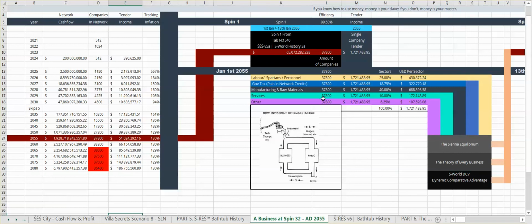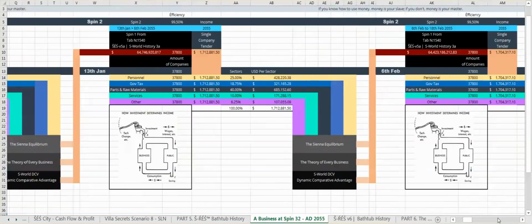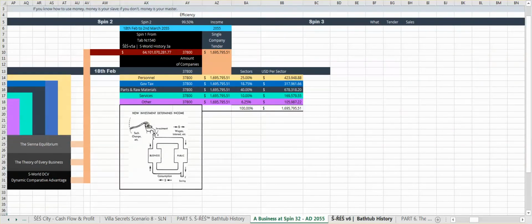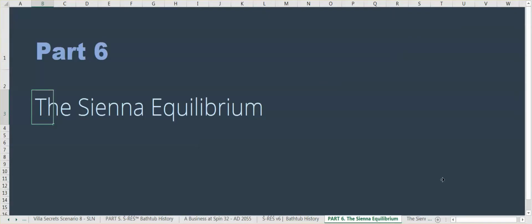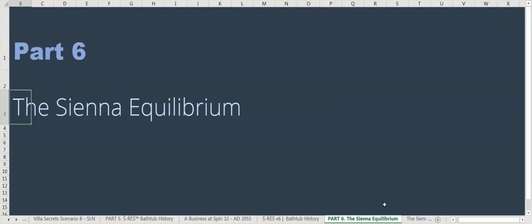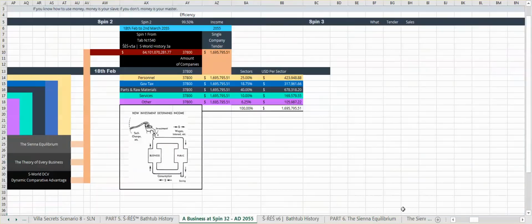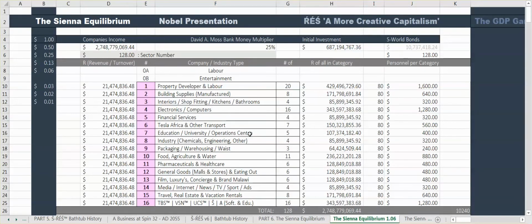This is showing the Sienna equilibrium, how everything flows from one set of companies to another, and back and forth and back and forth, and you can see it goes like that. Same principle here, drawn graphically. Okay, part 6 is Sienna equilibrium. This is what we're trying to work out here. Sienna equilibrium is when you've got all the different companies and they spend their money, government, etc. takes tax symmetry. At the end of the day, everyone ends up buying from each other.